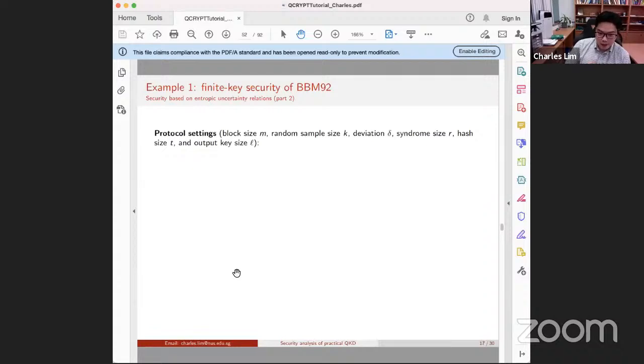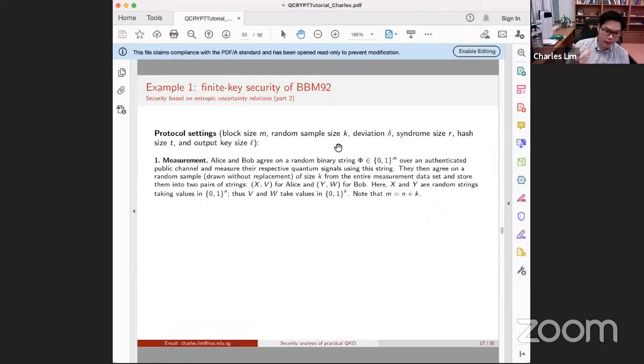So let us define what the protocol is, and this is going to be quite involved, but we will go through it bit by bit. When we define a protocol, we need to define the block size, the sample size that you look at for random sampling, the deviation term, the syndrome size, the leakage essentially you have during error correction, the hash size, and finally the output key length, right? And it's denoted by the symbol L here. So for the measurement phase, you can imagine Alice and Bob first agree on a random binary string of length m because the total block size is m, and then they perform authentication later on when they do sifting, just to determine exactly what is the final block size that they have, right?